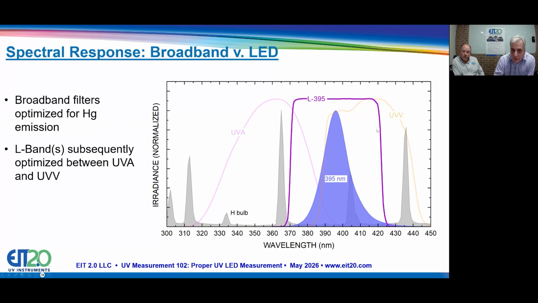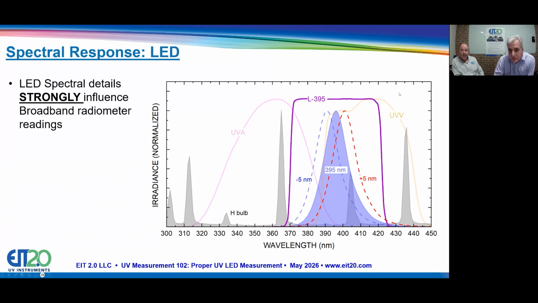Certainly this broadband radiometer will detect it and give you a number, but the calibration is likely going to be off. And so the L395 band, shown in the darker purple, is calibrated exactly for this light source, with the broader distribution should it be necessary. So that will do the best of both worlds.